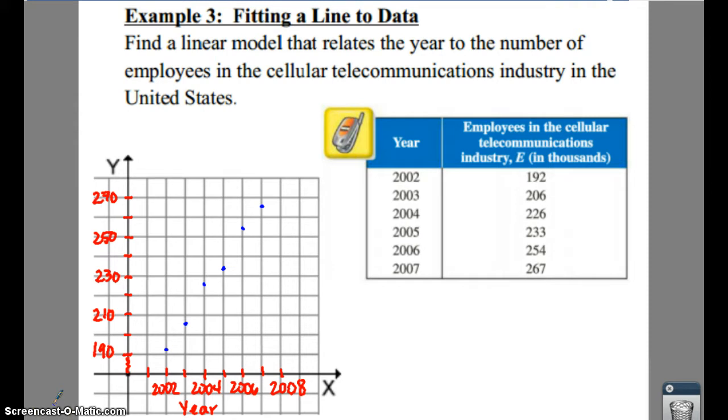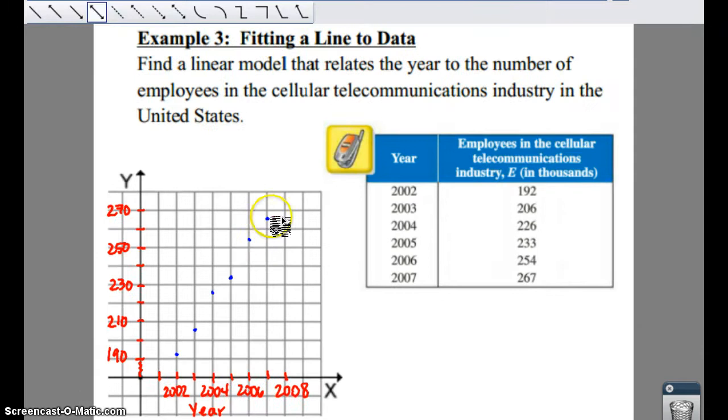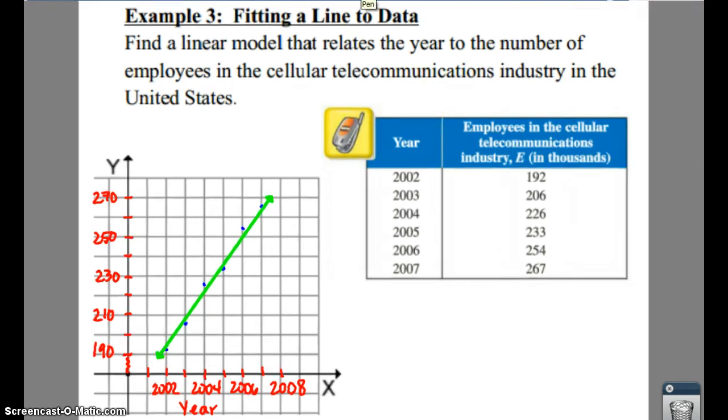What we want to do is find a linear model, so we have to draw a line that goes through these points. When you draw your line, it should be a good representation of your points. It doesn't have to go through all of them. See, this is a pretty good line. I can't believe I drew it that straight. But that's a pretty good line because you have some equal points on both sides of your graph, and it pretty much goes to the center of your data.